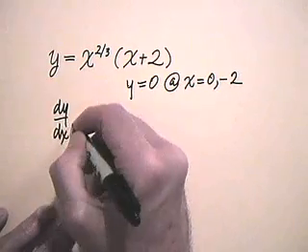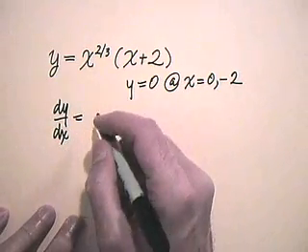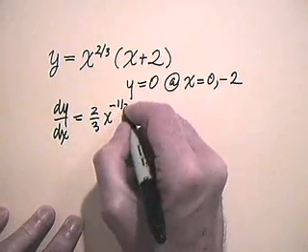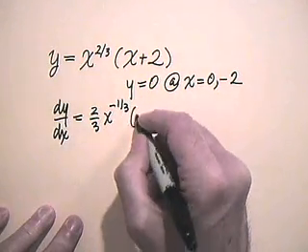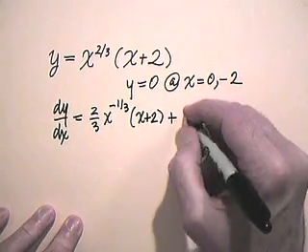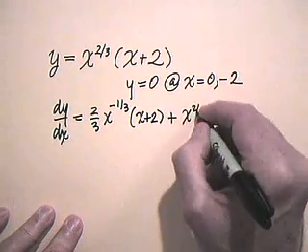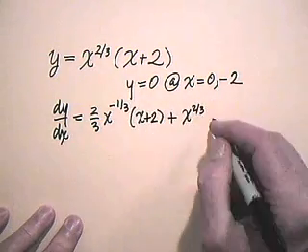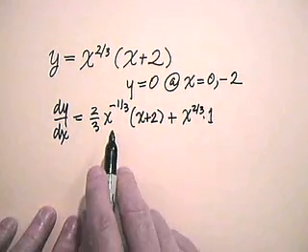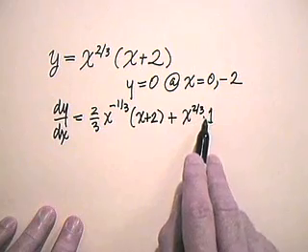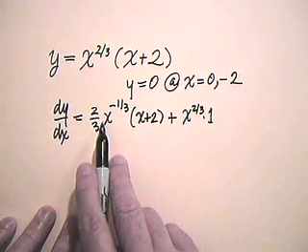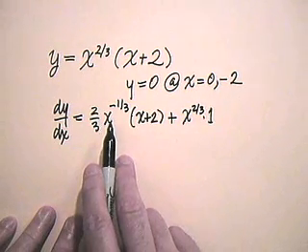dy dx is, according to the product rule, 2/3 x to the negative 1/3 multiplied by the second factor x plus 2, plus x to the 2/3 times the derivative of the second factor, which is simply 1. Now notice in this expression I have fractional powers, but one thing that's useful to do here is to consolidate the fractional powers.